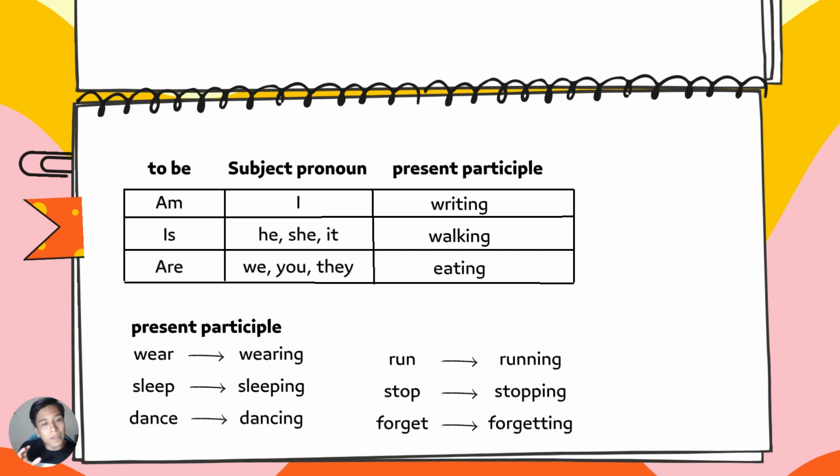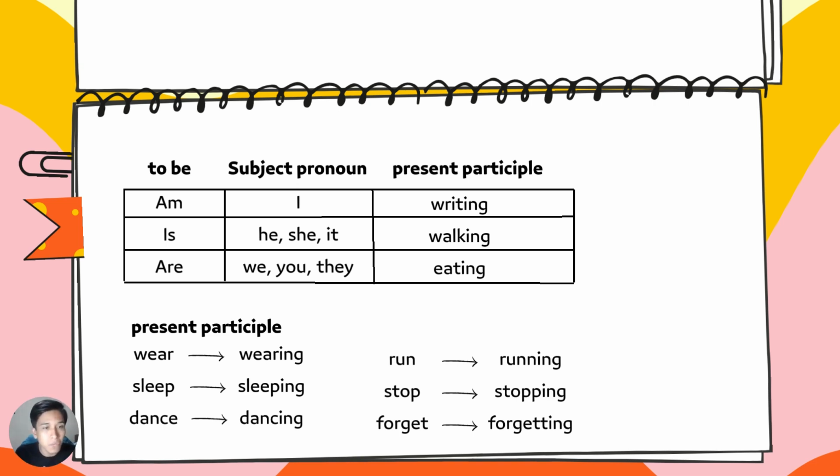And for the questions, it is almost the same. In this case, in yes/no questions, we have to change the verb to be and the subject pronoun. And at the end, it is always the present participle of a verb. So it would be: Am I writing? Is she walking? Are you eating?